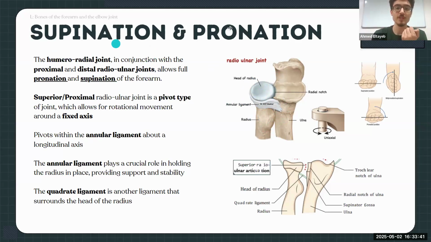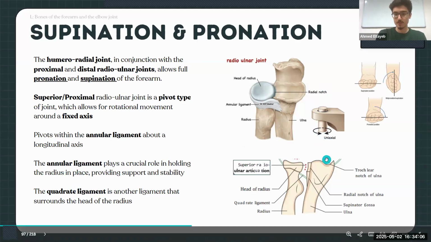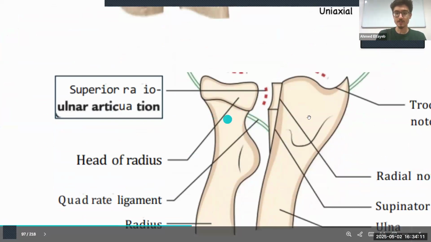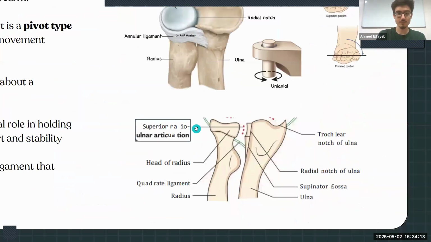When we want to do supination and pronation, it's the humeroradial joint working with the proximal and distal radio-ulnar joints. So these three joints will all kind of articulate around each other and form our movement. It's a pivot type joint with a fixed axis. So it's just this rotation. Okay? And these are things I mentioned. Over here, you can see the quadrate ligament. And it's essentially connecting both the ulna and the radius just for extra stability.